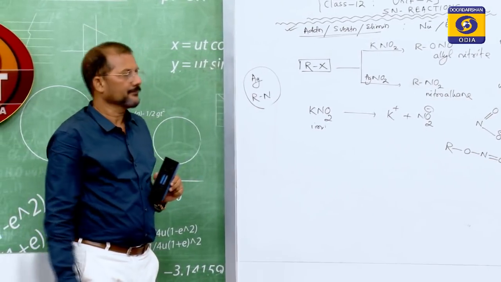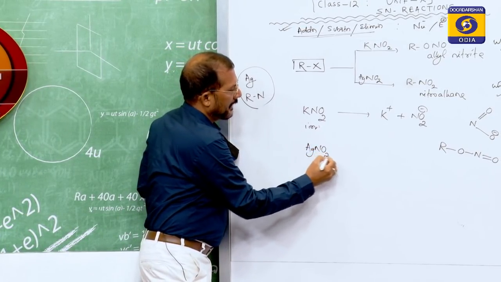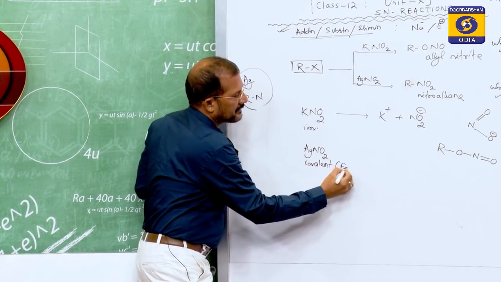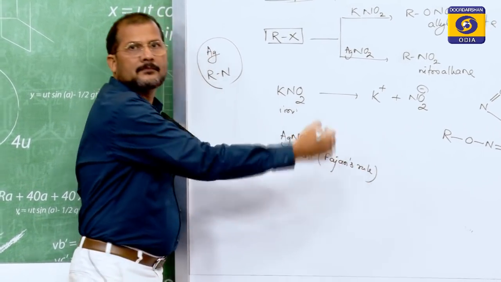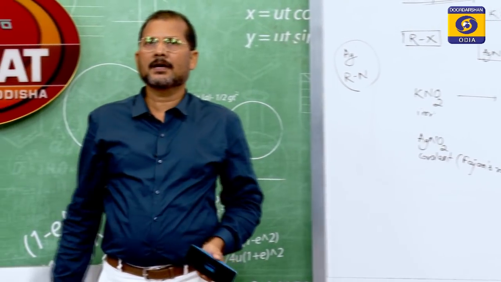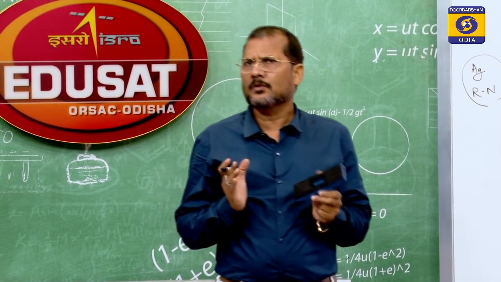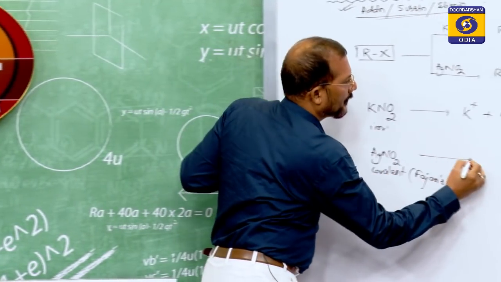This is AgNO2. AgNO2 is covalent according to the concept of Fajan's rule. Most of the compounds of silver are covalent by nature. Silver fluoride is less covalent, but other compounds of silver are covalent in nature. They do not produce any ion.